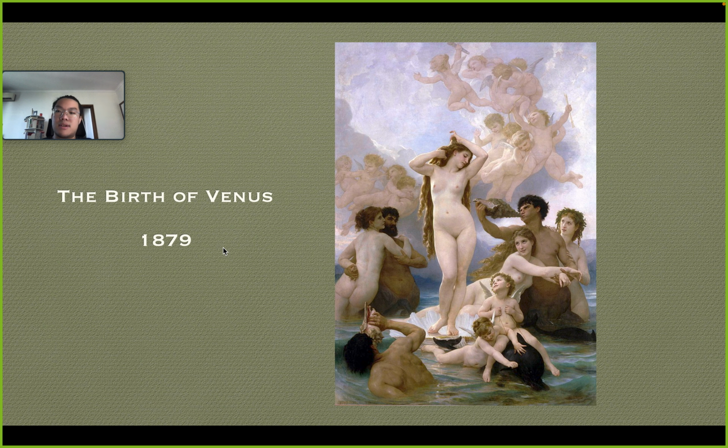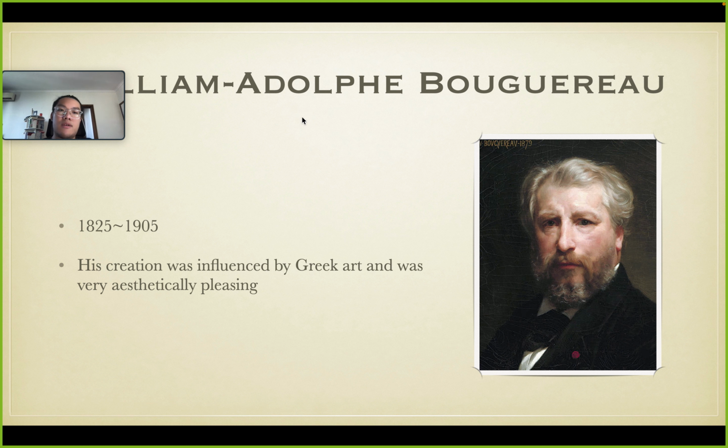And the second painting I chose is The Birth of Venus. It was painted in 1879 by William Adolphe Bouguereau. He was born in 1825 and passed away in 1905. He is a representative painter of Neo-Classicism art, and his creations were greatly influenced by Greek art and were very aesthetically pleasing.